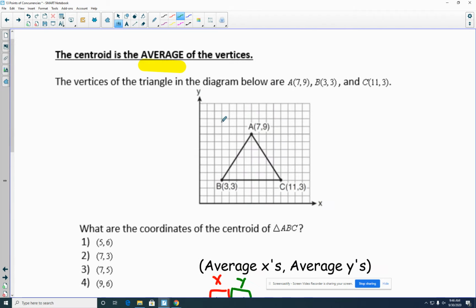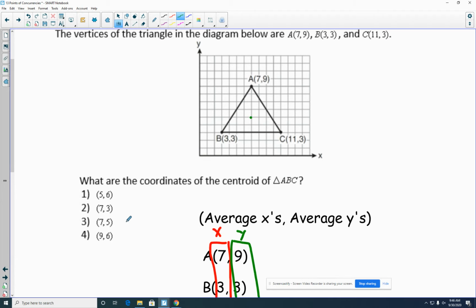So now let's see if this makes sense. Let's plot the point (7, 5). This is 3, 4, 5, 6, 7. Now, does this look to be the center of the triangle? And yeah, it does. So we know that the average of those 3 vertices is the centroid, which is the point (7, 5). That's one way that you can use the centroid in this instance.